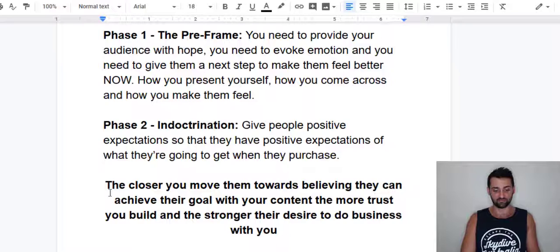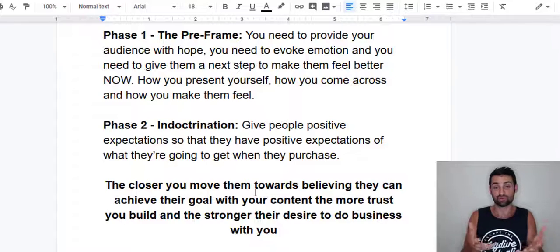But essentially, as you can see here, the closer you move them towards believing they can achieve their goal with your content, the more trust you build, and the stronger their desire to do business with you. So results don't come before belief. The person has to believe that they're going to be able to achieve the result before they're going to invest in anything.